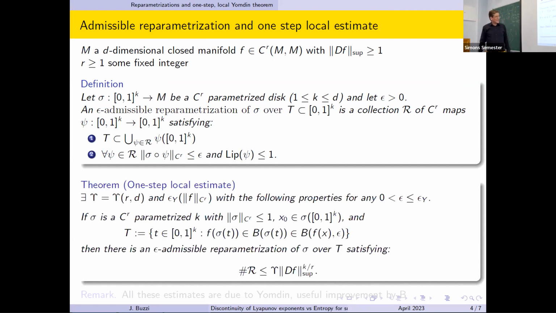Okay, that's the definition. And then the key result of Yomdin is this one step local estimate. So Yomdin tells you that once you have fixed the regularity r and the dimension D, I mean, k is always less than D, so essentially all the big parameters are fixed, there is some scale which depends on the C^r size of your map, such that you will have the following good thing when you take epsilon not larger than this constant, which is very uniform. And this constant is not mysterious. It's just how much zooming you need to kill the higher order derivatives of this map.